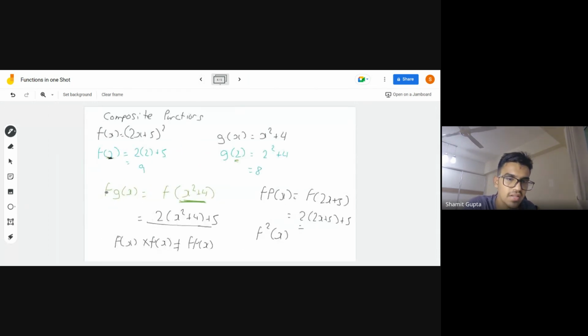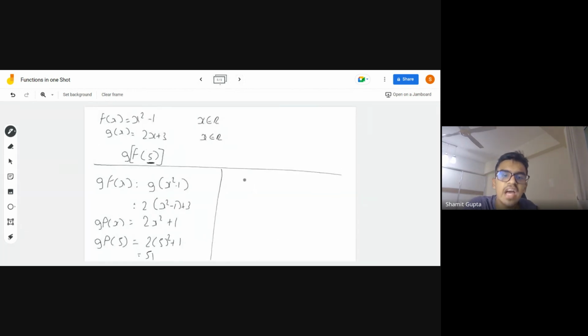Gx was the domain, right? Now, f5 is the domain. What's f5? f5 is actually 5 squared minus 1, which is 24. So f5 is the domain, and 24 is the domain of g. So it's actually the same thing as g24, which is 2 times 24 plus 3, which is equal to 51. It gives you the same answer.